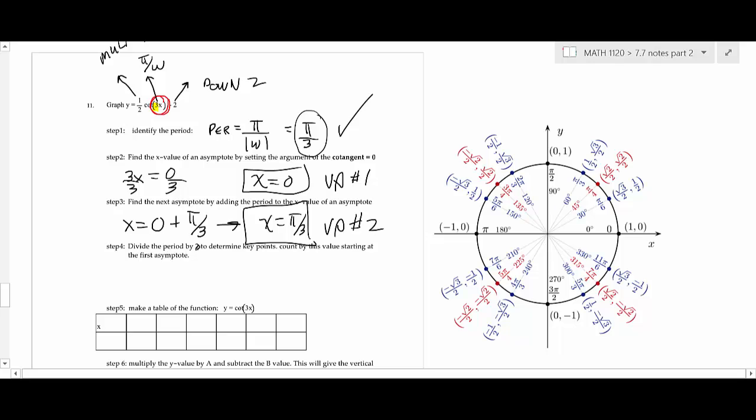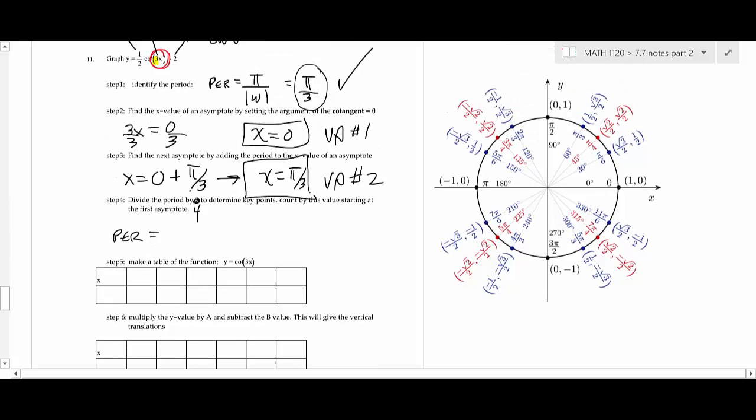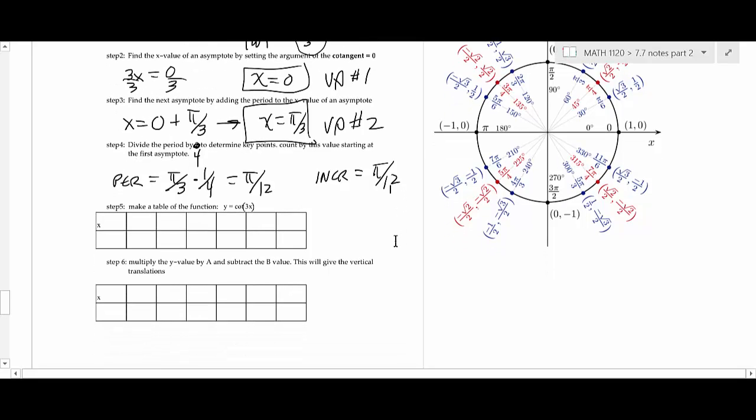This one, the period needs to be divided by 4, not 2. That's my fault. So we take the period and find what we call the increment. The period is pi over 3. When you divide something by 4, you're multiplying by a fourth. The increment is how you make up the x-axis, so your increment is pi over 12. That's incredibly important when you have a period change. You have to readjust your x-axis.